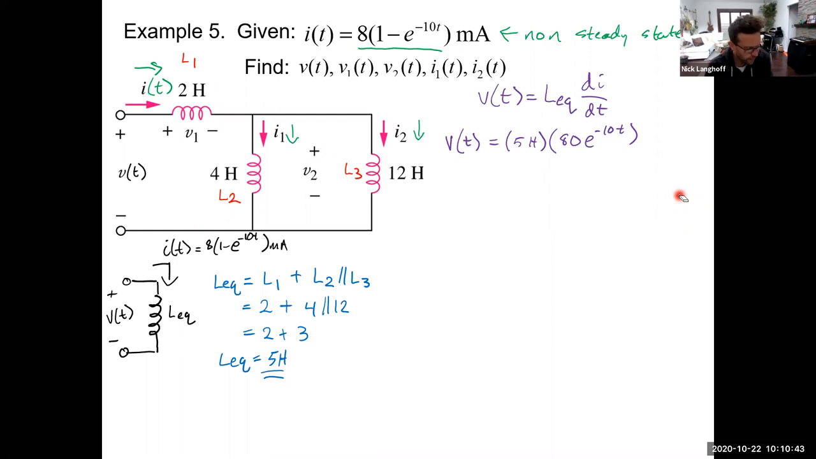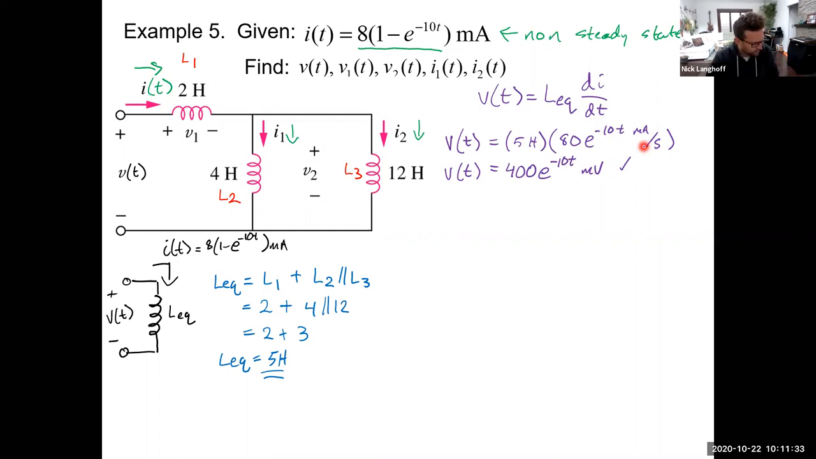If we multiply that 5 Henries through, we get that this is... by the way, the units of this would be milliamps per second, that's the derivative of milliamps. And so when you multiply a Henry times a milliamp per second, you get millivolts. So 5 times 80 is 400e to the minus 10t millivolts. All right, so we just got the first one. There it is. We've got V of t.